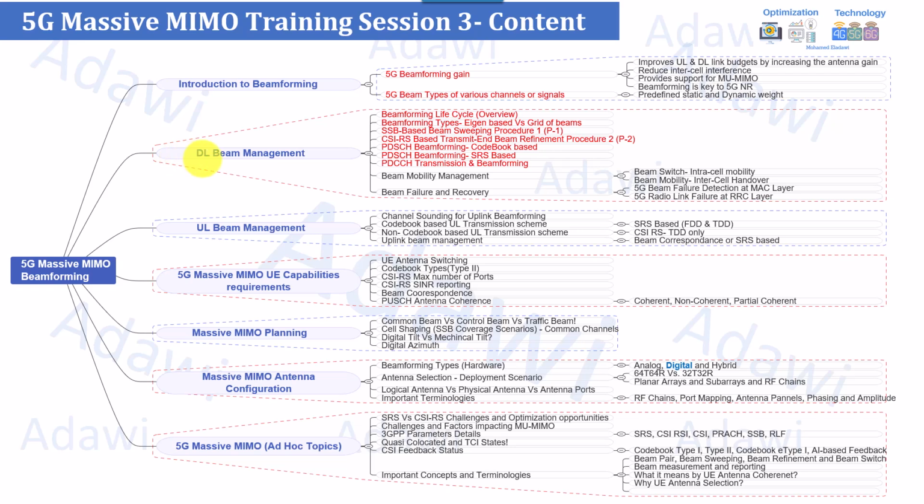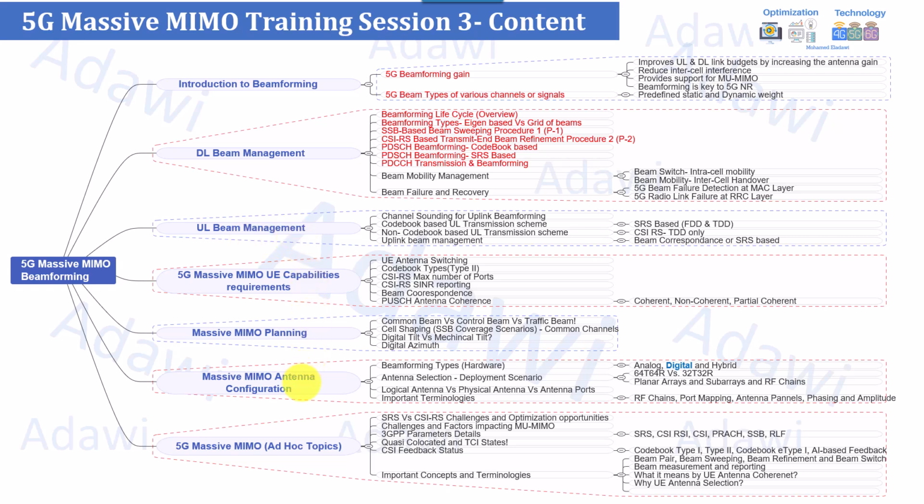Then we'll move to downlink beam management, which covers all the information related to beamforming in general for different channels, all the details theoretically and also with some practical experiences. Then we'll move through beam mobility management, beam failure and recovery. Then we'll go through uplink beam management, including how beam management in general is working in the uplink direction. The 5G Massive MIMO capabilities requirements will already be covered whenever I discuss downlink and uplink beam management.